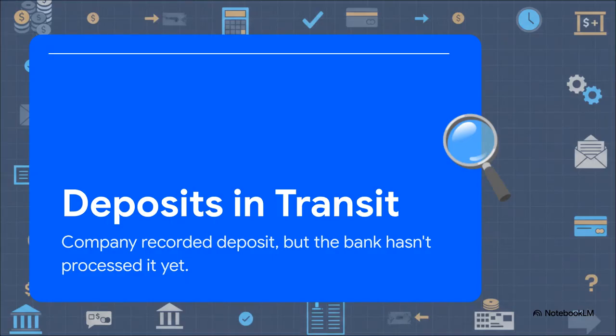First up, we have deposits in transit. Basically, the company recorded a deposit in our cash receipt system, but the bank just hasn't processed it yet. Think about it like this. You deposit a batch of checks late on a Friday afternoon, right after the bank's daily cutoff time. The company's books show that cash immediately on Friday, but the bank won't process it until Monday. So your book balance is temporarily higher than the bank balance. Nothing is wrong here. It's purely a timing difference.